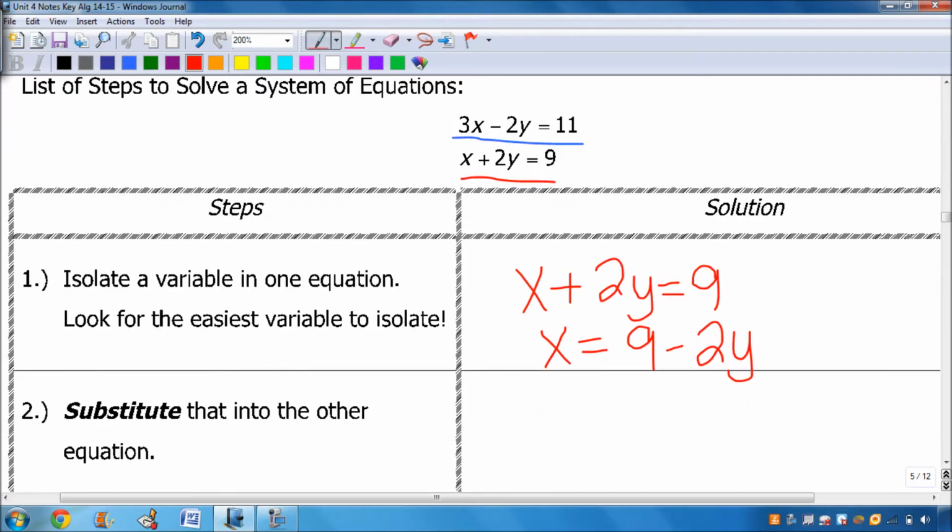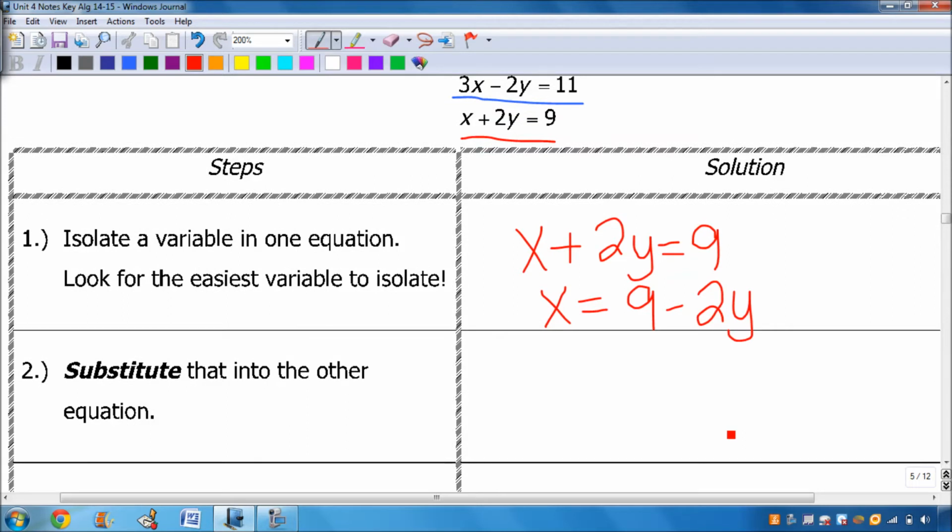Now, the reason why this method is called substitution is because you are going to substitute that into the other equation. So make sure that when you take this and plug it into the other equation, not the one you isolated the x in, because if you plug it back into the one that you isolated x in, you'll end up getting 0 equals 0, which really isn't very helpful to you. So let's go ahead and plug it in.